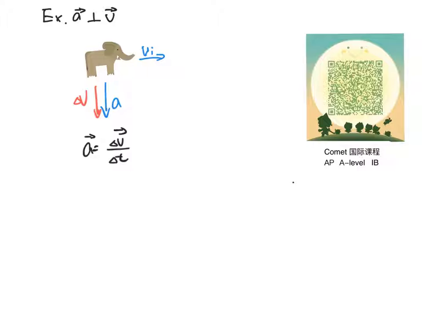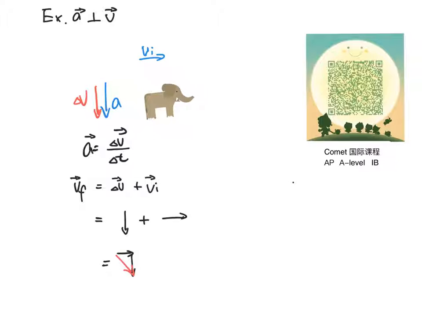Let's calculate the final velocity after a period of time. As shown in the red line, does it mean that the elephant will go to the lower right corner? The answer is no. Let's take the first period of time as 1 second. Thus, the red arrow shows the velocity after 1 second.